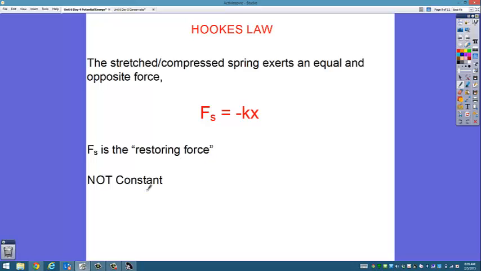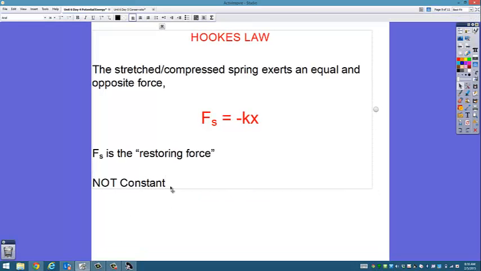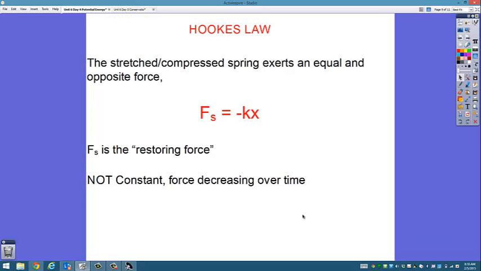This force is not constant. If you take a slinky, pull it down, and then let it go, it's going to vibrate or bounce up and down a lot at the beginning, and then it's going to gradually slow down and slow down. So this force will not be constant. Instead, it will be decreasing over time until the spring eventually stops, and then the force will become zero, and it will be back at that original or relaxed length.